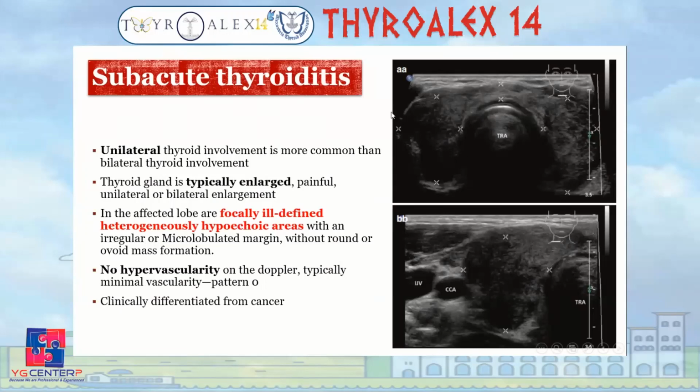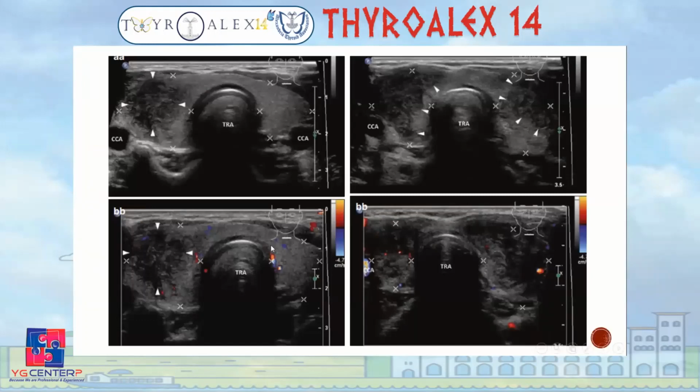This is an irregular-bordered, hypoechoic area, and there is no hypervascularity within the affected area. This is an example of it: bilateral subacute thyroiditis, and unilateral subacute thyroiditis here. Sometimes it is difficult to differentiate it from thyroid carcinoma unless we do fine needle aspiration.